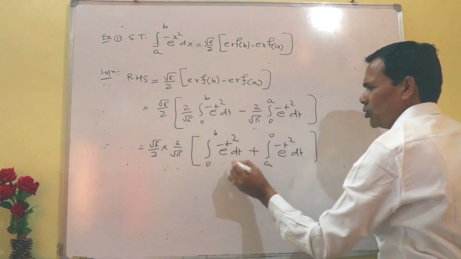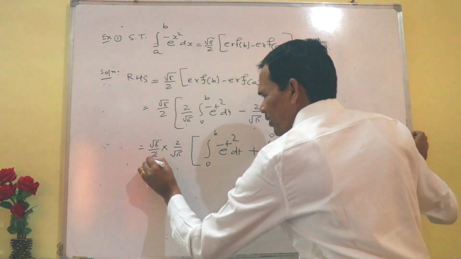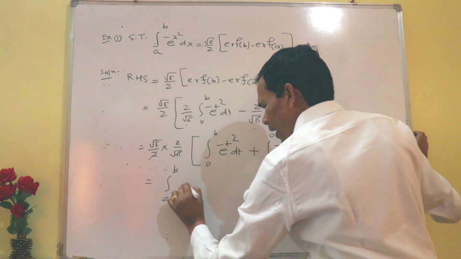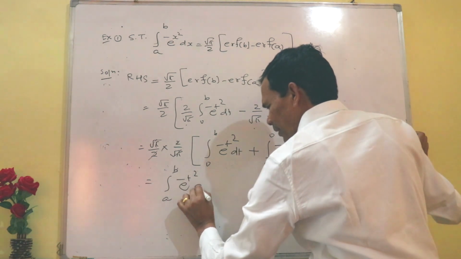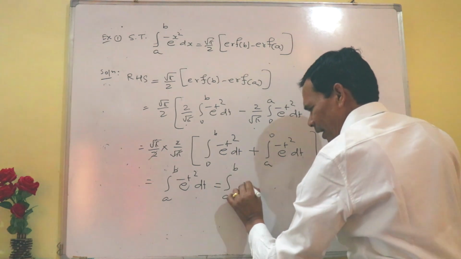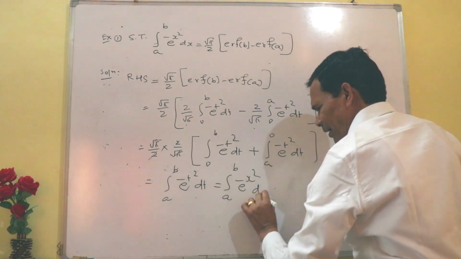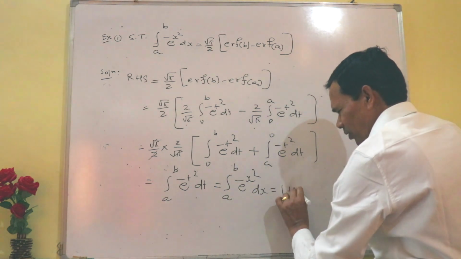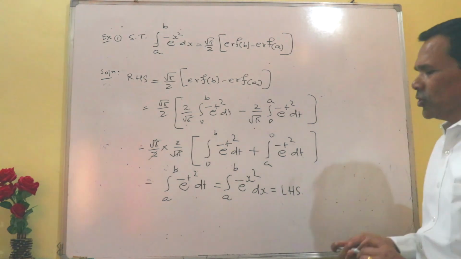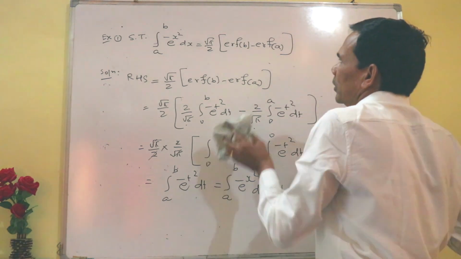So a to 0, 0 to b, this gets cancelled, as a to b e raised to minus t square dt, or you can write this as a to b e raised to minus x square dx, and that is your LHS. So this is the way you can prove these identities based on the error function.